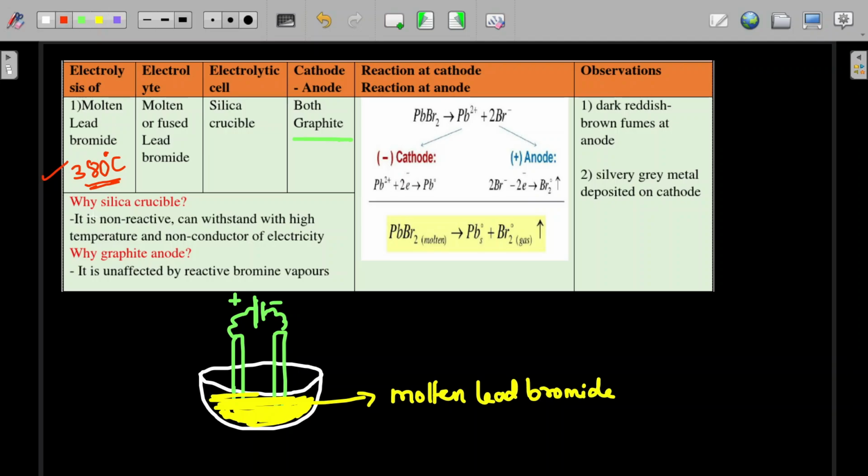One of the give-reason questions they have asked previously: why are we using a silica crucible here? Because a silica crucible is non-reactive. It can withstand high temperature and is a non-conductor of electricity.